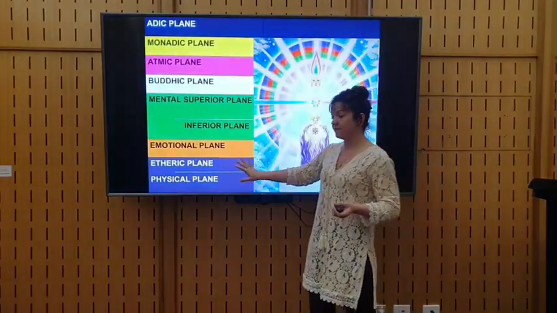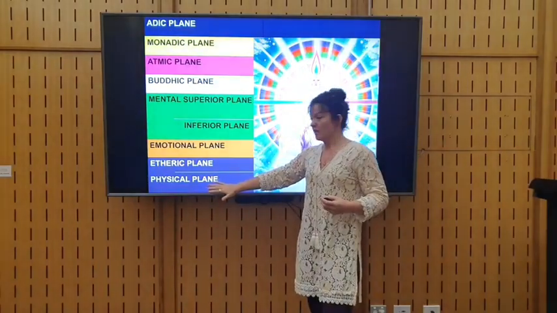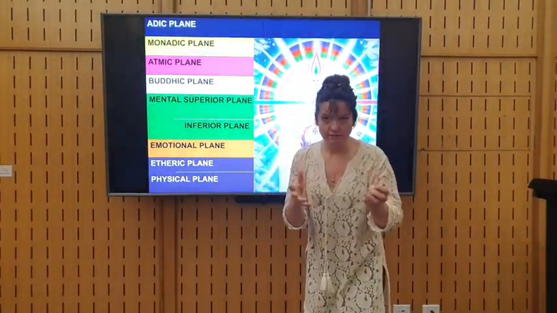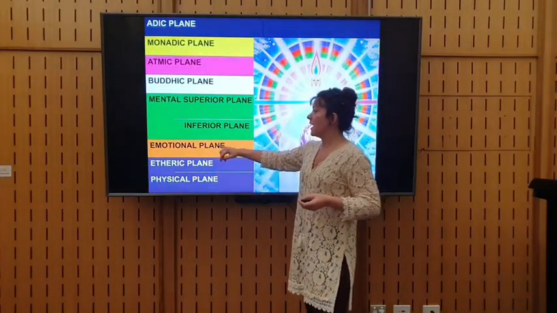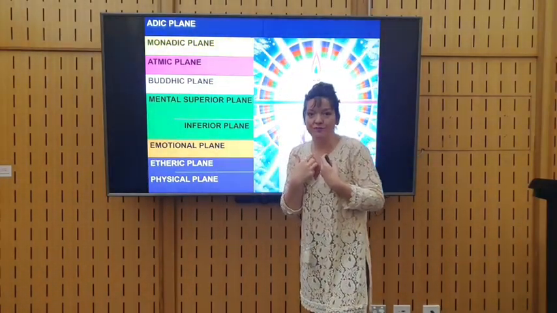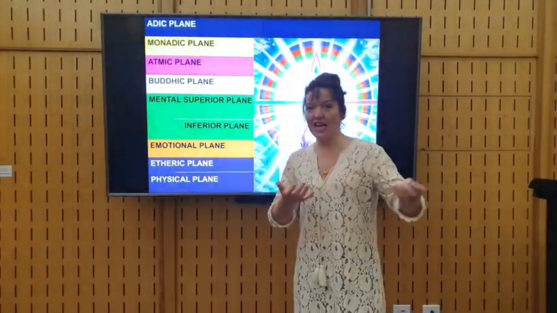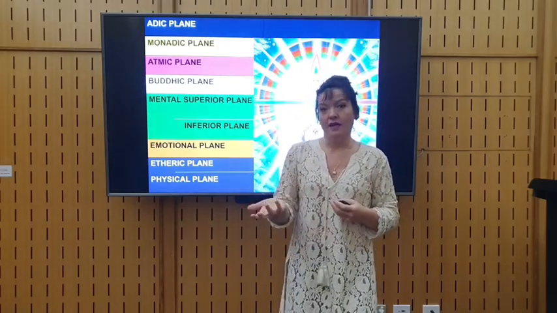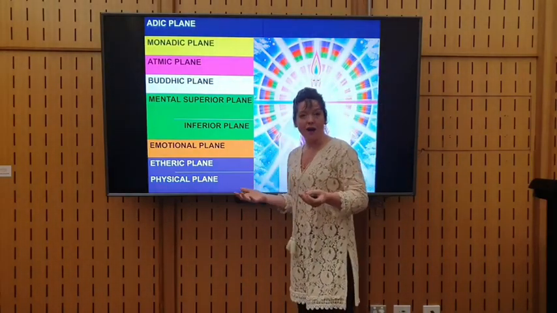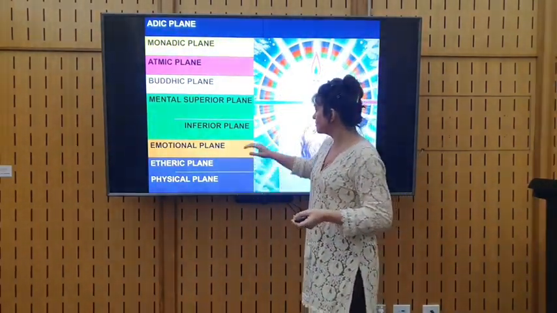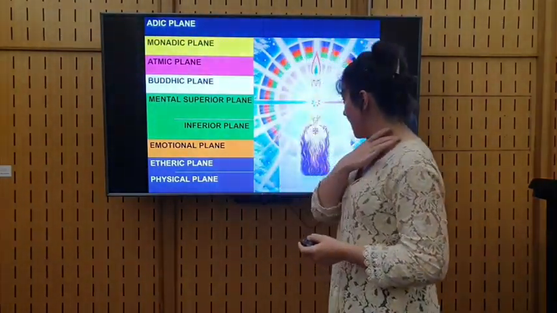So we have appearance in the physical plane. Etheric is the double. Etheric plane, physical plane, emotional plane, our emotions. Everyone has emotions. Happy, sad, angry, worried, afraid, and calm, and so on, so on, so on. And the inferior plane, well, is where our thoughts are.